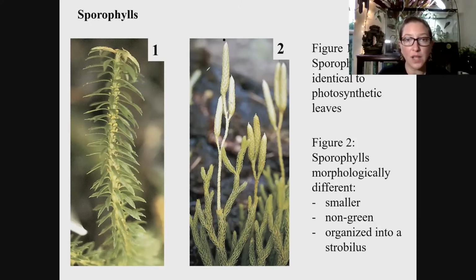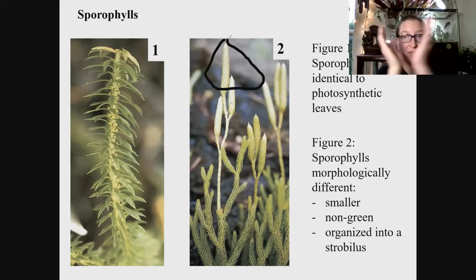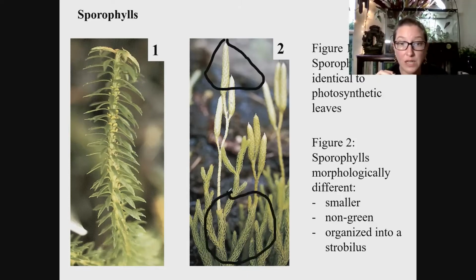In that case, the leaves don't look like normal green leaves. They're not green, they're kind of yellowish in this picture. They're smaller because they have to fit onto a strobilus, and then they're organized into a strobilus. To compare, if you look down here on the same plant, these leaves are green and not organized into a strobilus. These are just regular microfills. They don't have any sporangia on them, whereas all the sporangia are located on leaves that are in a strobilus.